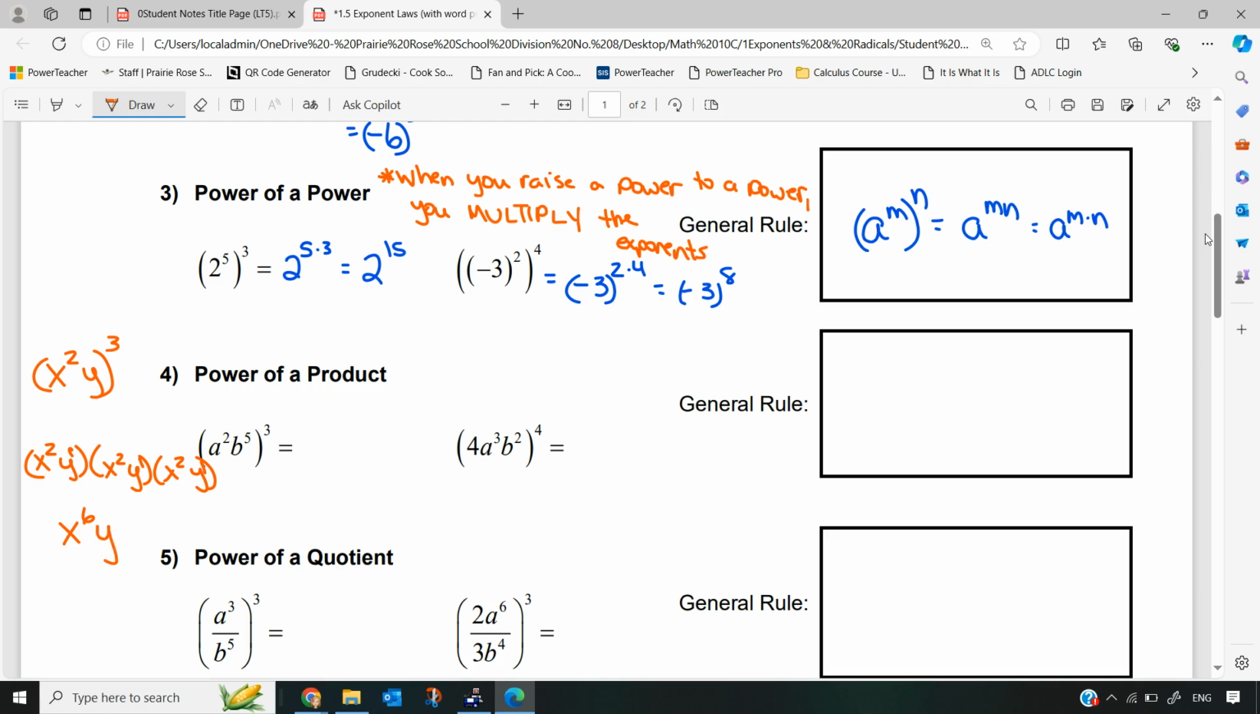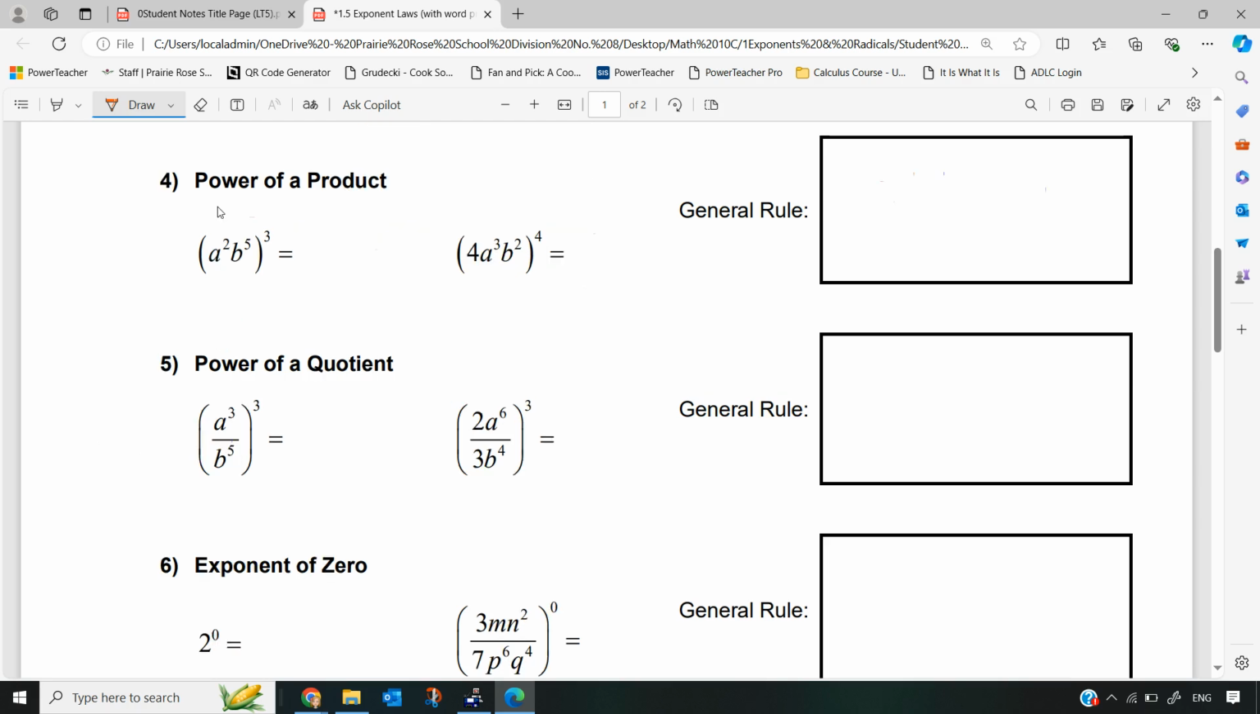That's going to give me y cubed. But I could also just look at the power of a power. This is x squared and then cubed. So that becomes x to the 6th because 2 times 3 is 6. And y to the 1, 1 times 3 is 3. So as we look at these examples, we could be thinking about this as distribution.